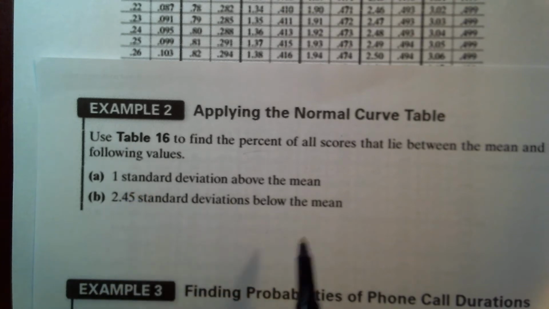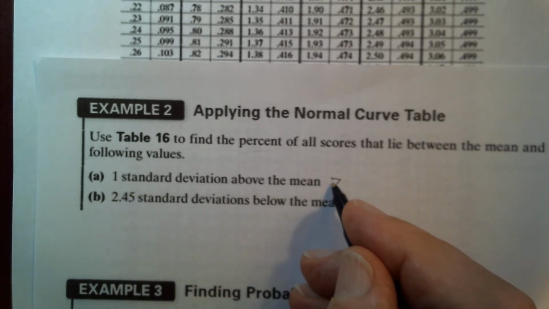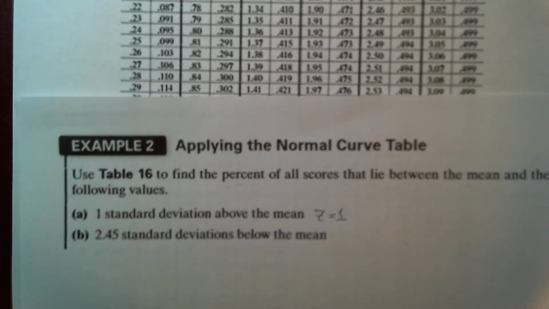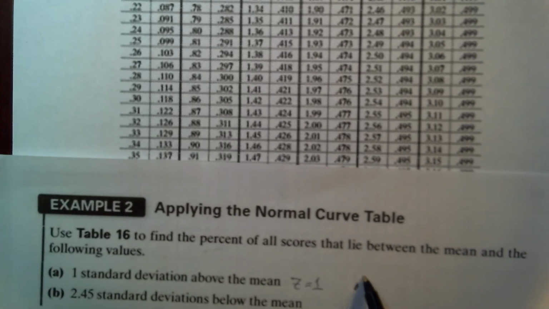So we're looking for a z-score of 1 and the associated area or percentage. So z equals 1, we go into the table and look for a z-score of 1, and it's right here. It says 0.343, so the associated probability is 0.343. And since we are supposed to state it in percent, that means 34.3%.